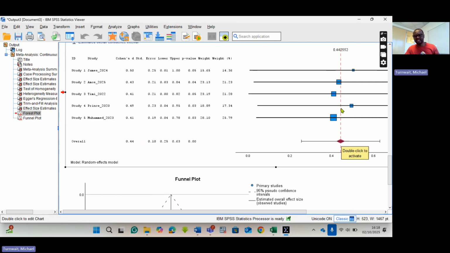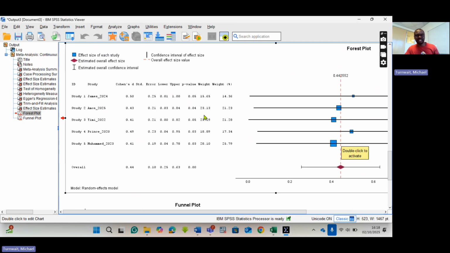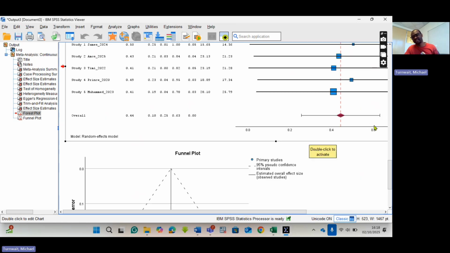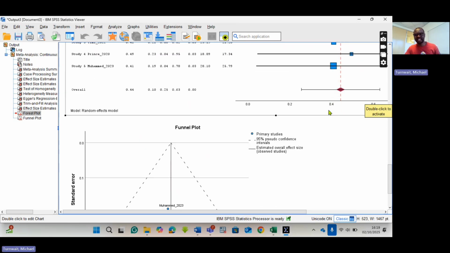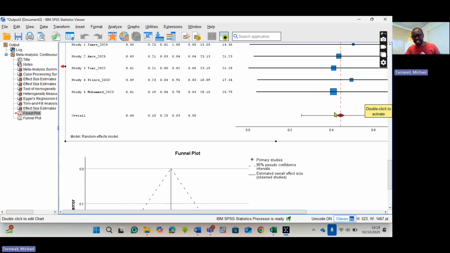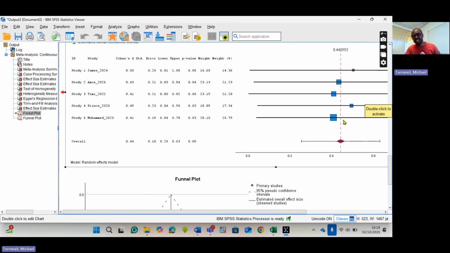Another thing you need to understand is that all the studies were significant. That is why you did not see the null line shown. That means none of these studies crosses 1. They are all statistically significant. You are going to see the same thing here: this purple or reddish color also stands for the overall effect size of 0.44.